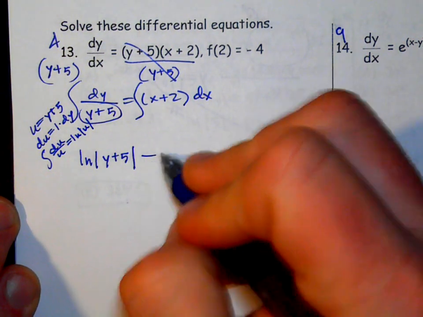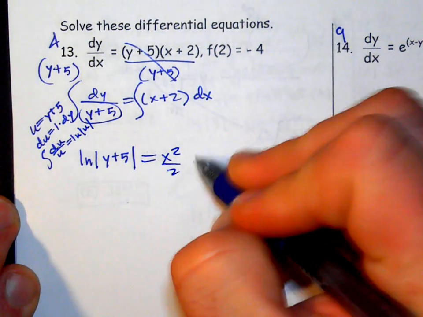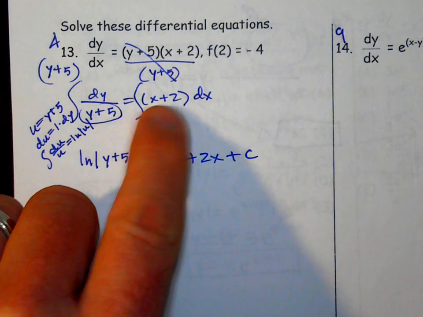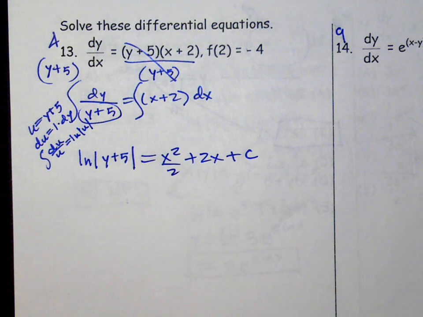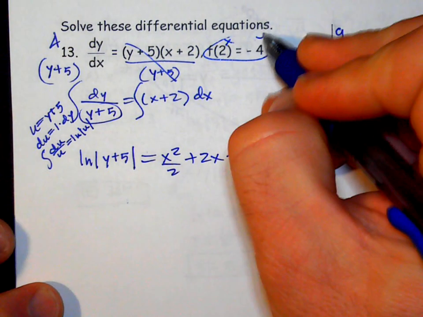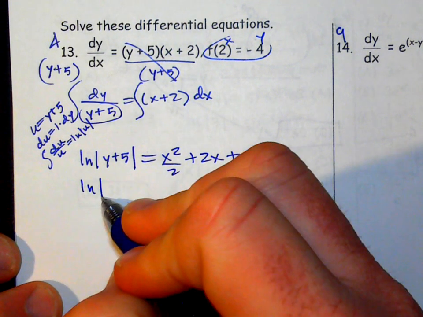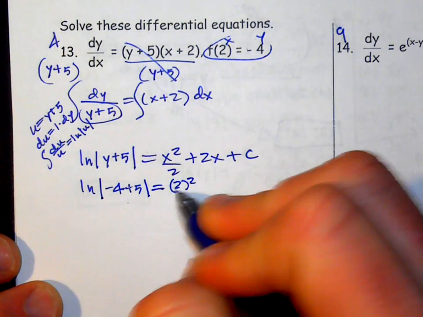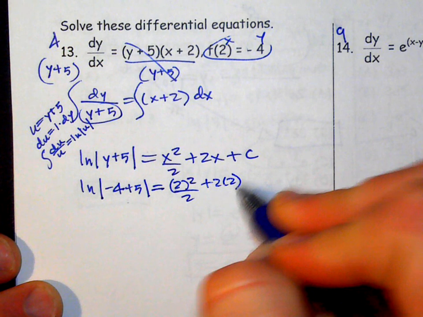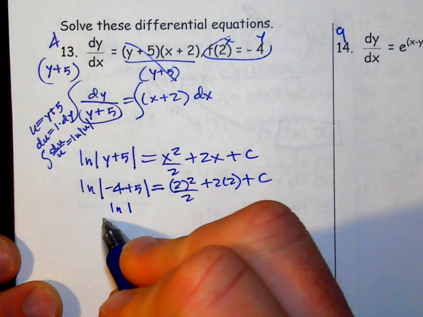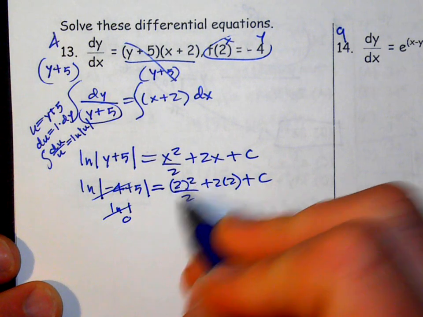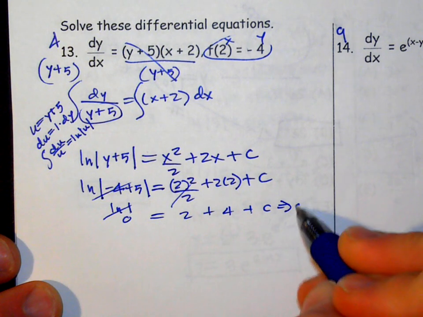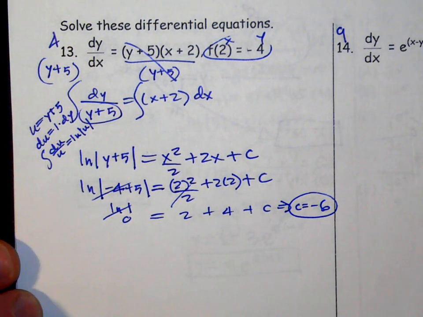That's a lot of work though. x squared over 2 plus 2x plus c, right? We just integrate term by term separately. Now we have an initial condition here, so we should try and find c. Natural log, you're going to plug in negative 4 for y. We're going to plug 2 in for x. This is going to be natural log of 1, which is 0. This is going to be 4 over 2, which is 2. This is going to be 4 plus c. c equals negative 6.